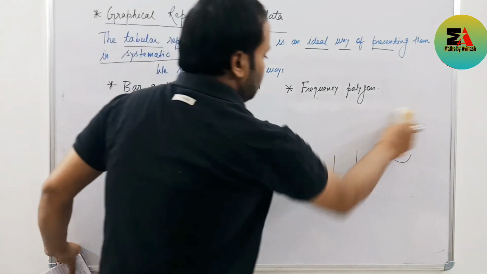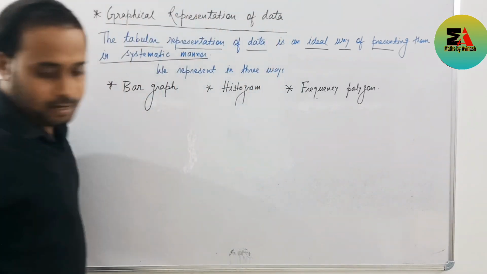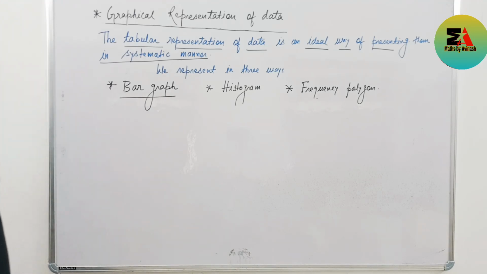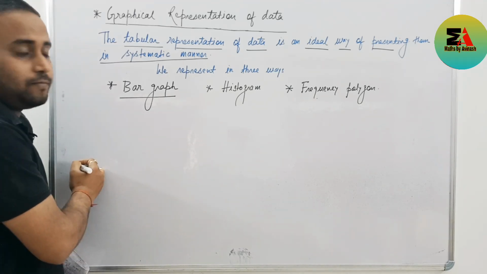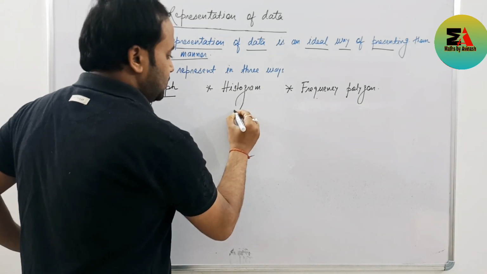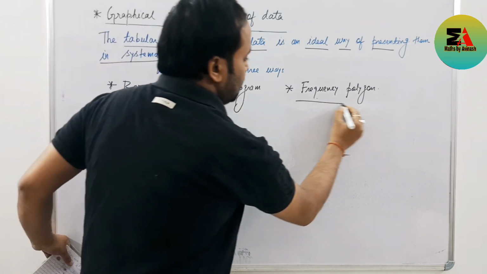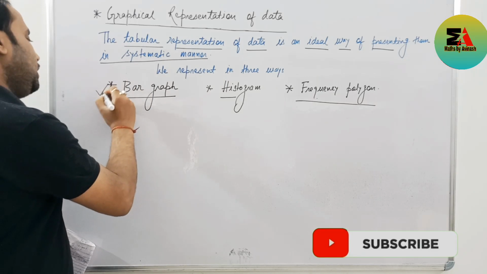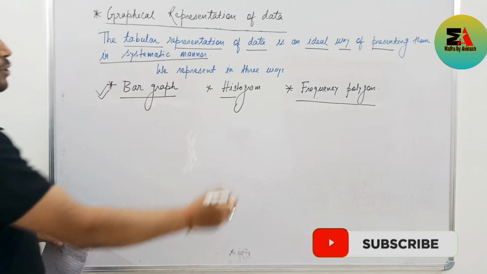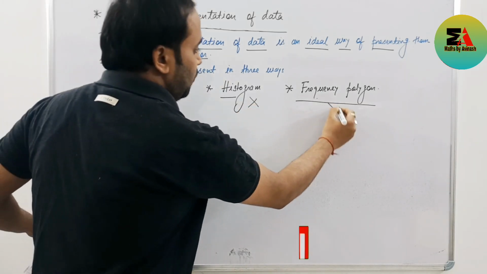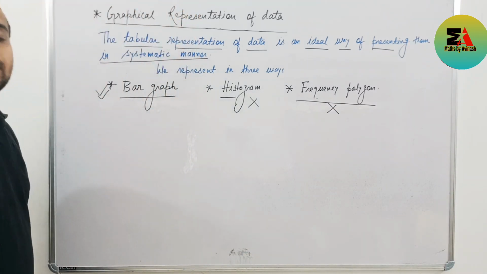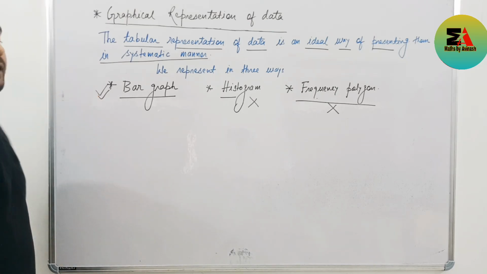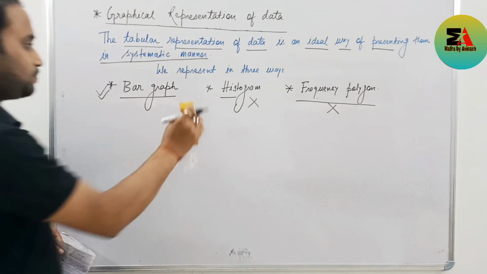There are three ways to present the data in a graph. First one is bar graph. Second one is histogram. Third one is frequency polygon. Today we will discuss only bar graph. Histogram and frequency polygon are excluded in the revised CBSE syllabus. So we will discuss bar graph.